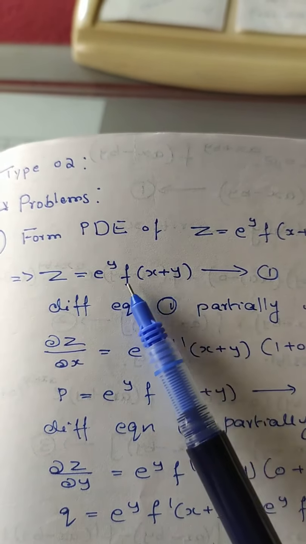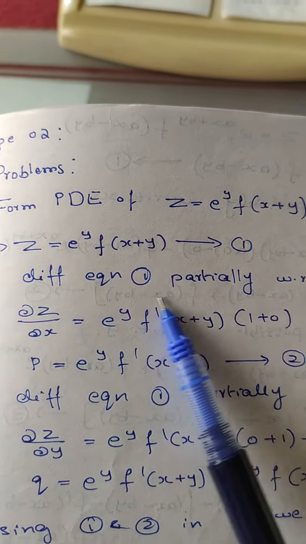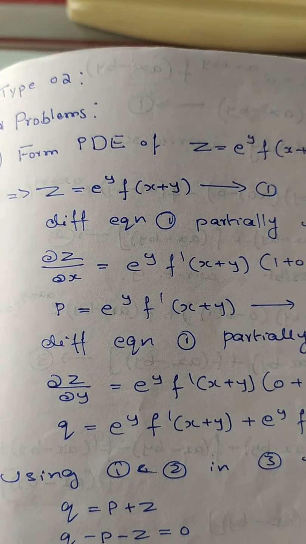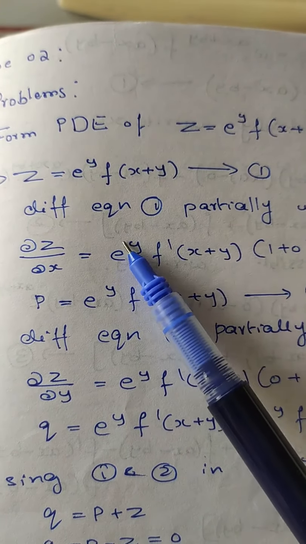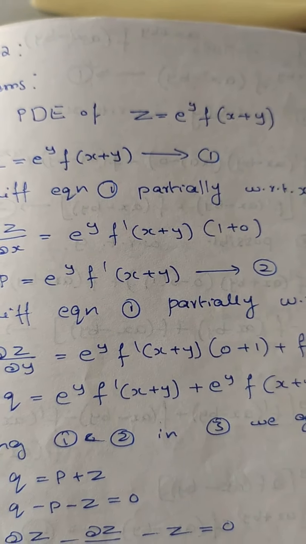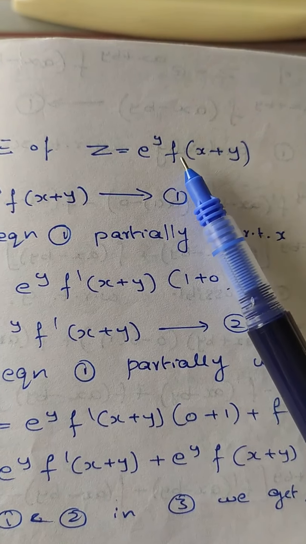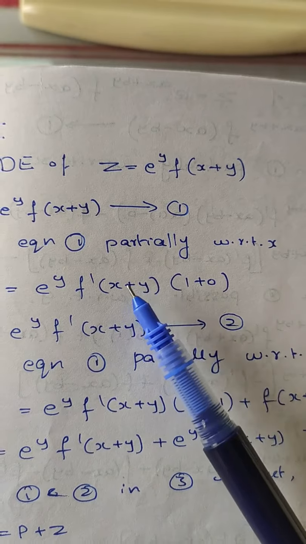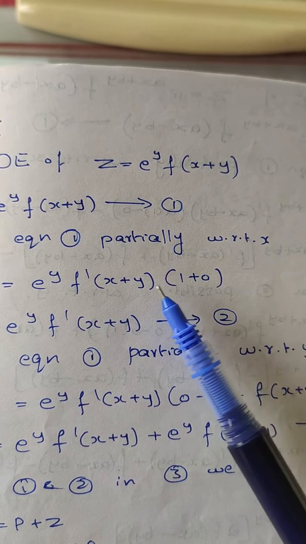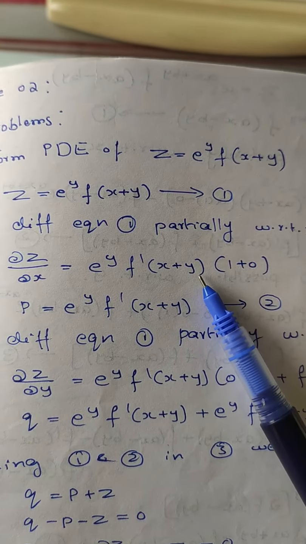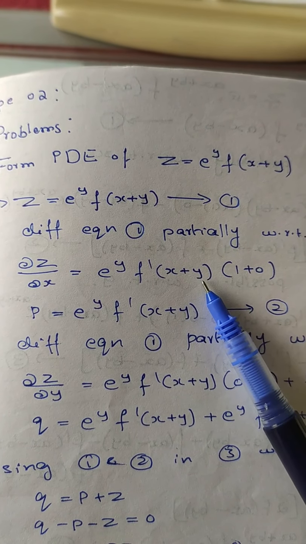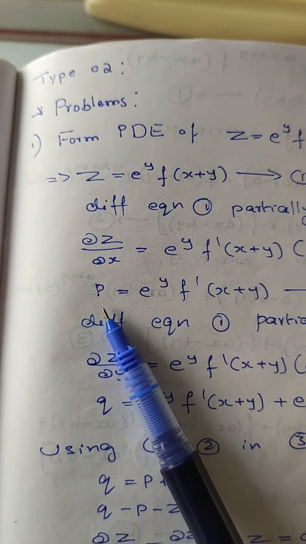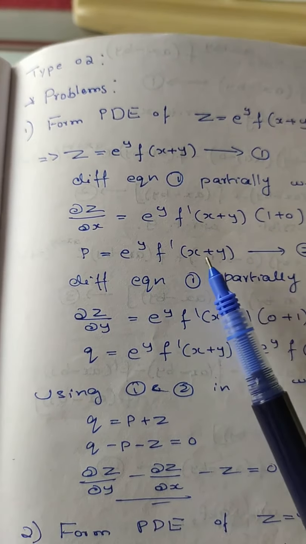Now take z is equal to e power y into f of x plus y. Differentiate partially with respect to x. That means you have to treat y constant. Since y is constant, e power y is constant, write constant as it is. Differentiate f of x plus y. What is the derivative of f? f dash of x plus y. And the derivative of x plus y is 1 plus 0. Derivative of x with respect to x is 1, and derivative of y constant means 0. Therefore, p means dou z by dou x, p is e power y into f dash of x plus y.